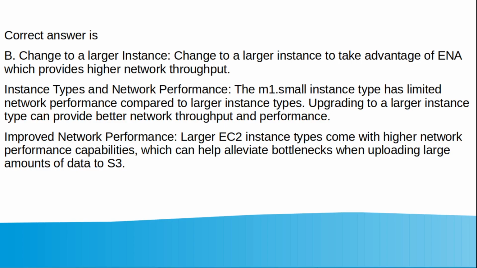Improved network performance. Larger EC2 instance types come with higher network performance capabilities, which can help alleviate bottlenecks when uploading large amounts of data to S3.